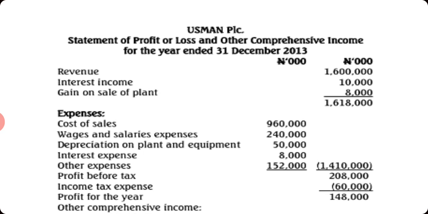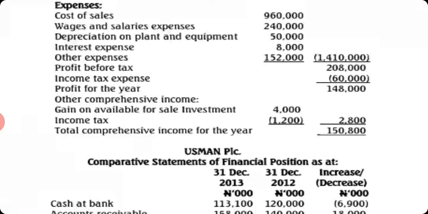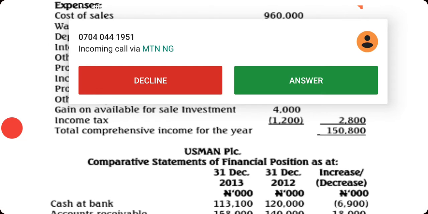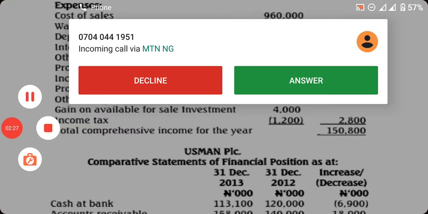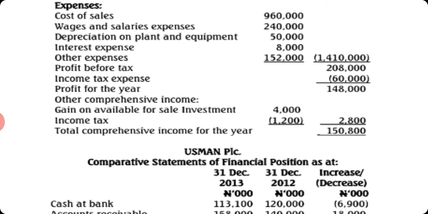We have gain on sale of plant, 8,000. Then we have expenses. You can see cost of sales, wages and salaries, depreciation of plant and equipment, interest expenses, other expenses, profit before tax, income tax expenses, profit for the year, other comprehensive income. Then we have gain on available for sale investment, then income tax on that. Then we have total comprehensive income. So that's that. So we go on. Sorry for the interruption.